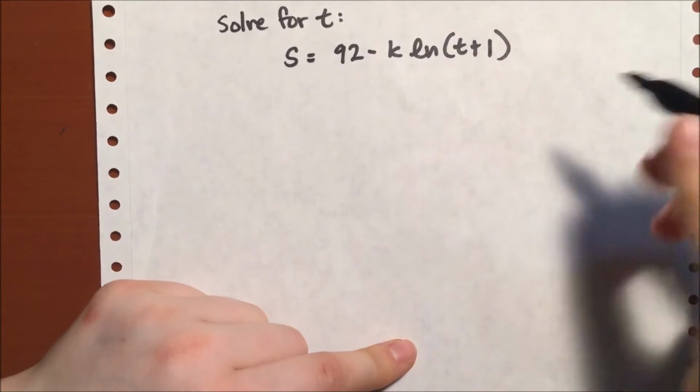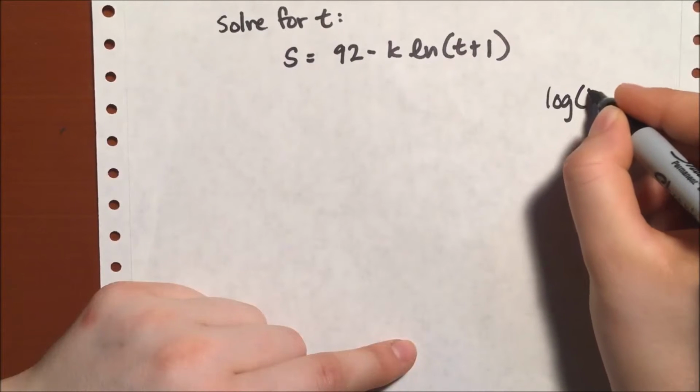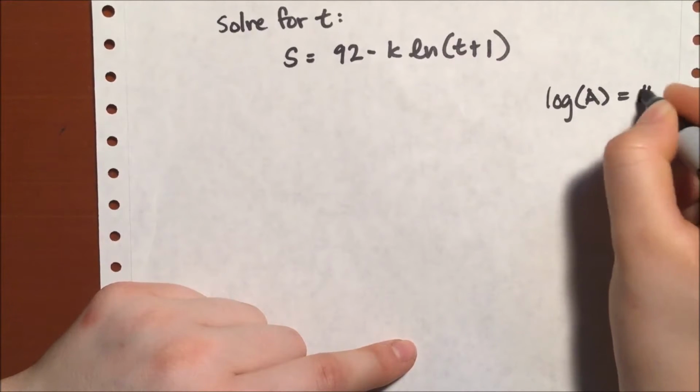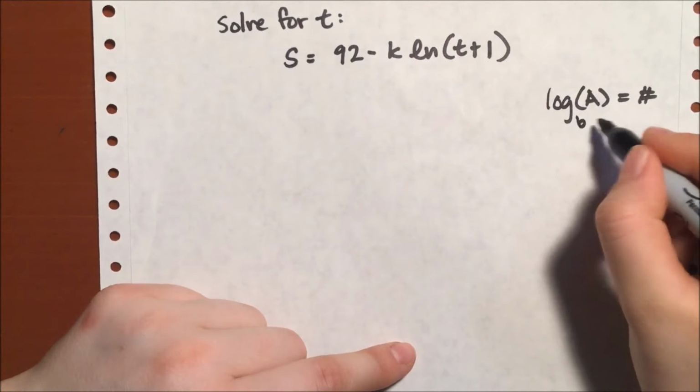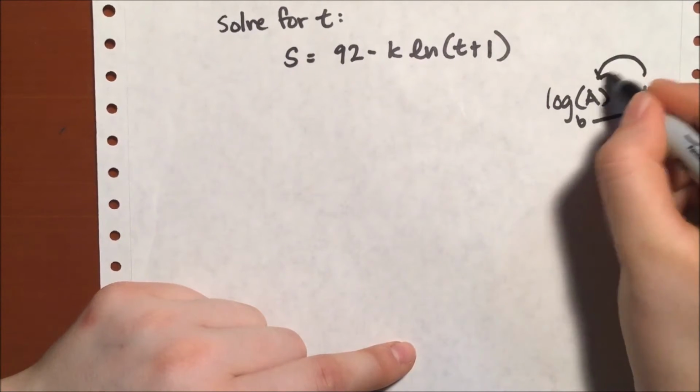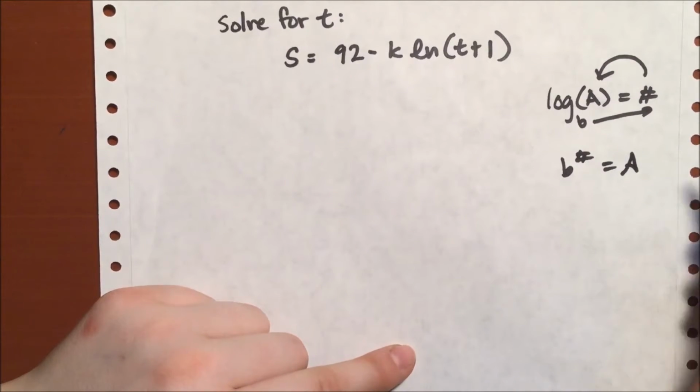So the plan for that is to always get your log, with whatever the argument is, equal to a number, and then you're going to change that into exponential form. So it'd be your base raised to this guy equals your argument. So that's our plan. Alrighty.